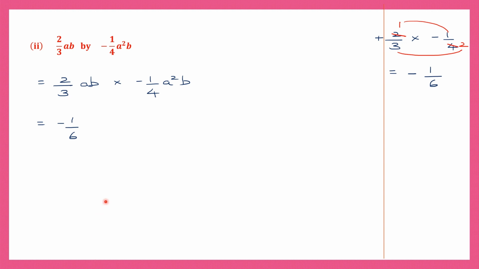Now I have to look at the literals, that is ab into a squared b. Let's take that down here. ab into a squared b. Now take only a here. I have 1 and 2 there. 1 plus 2 is 3. Then when I take b, I have 1 plus 1. It is 2. So what do I have? A to the power of 3 and b to the power of 2. Since it's multiplication, I write it down. So what is my final answer? My final answer is minus 1 by 6 a to the power of 3 b to the power of 2.